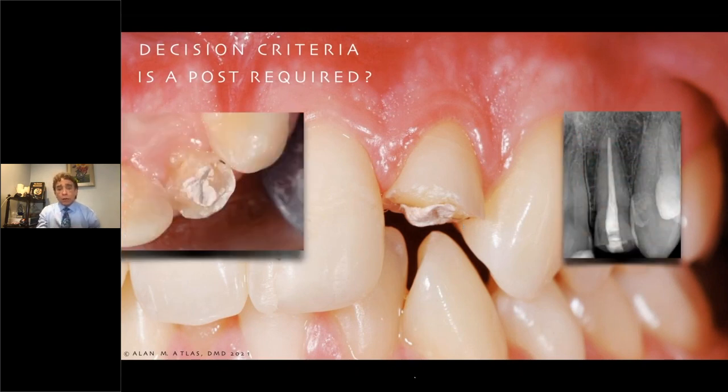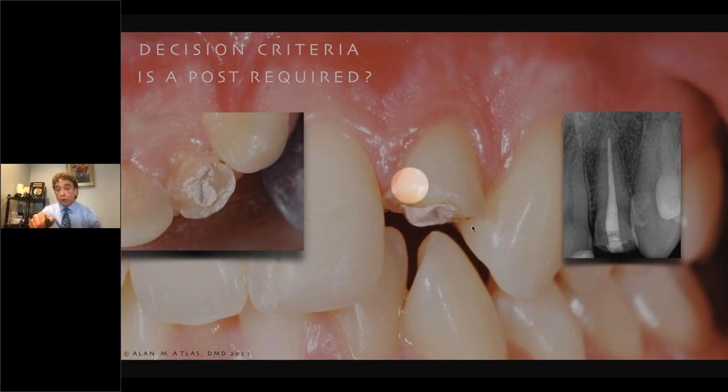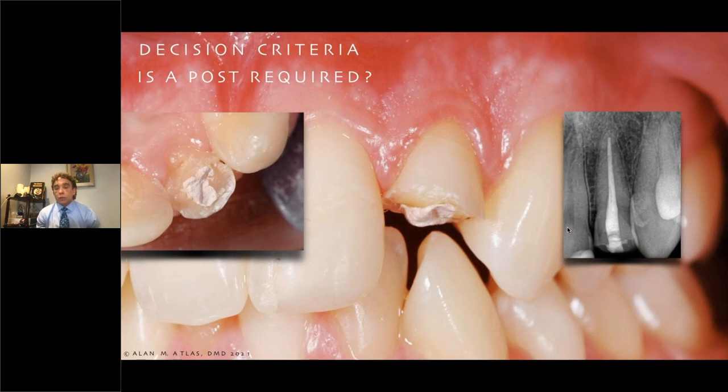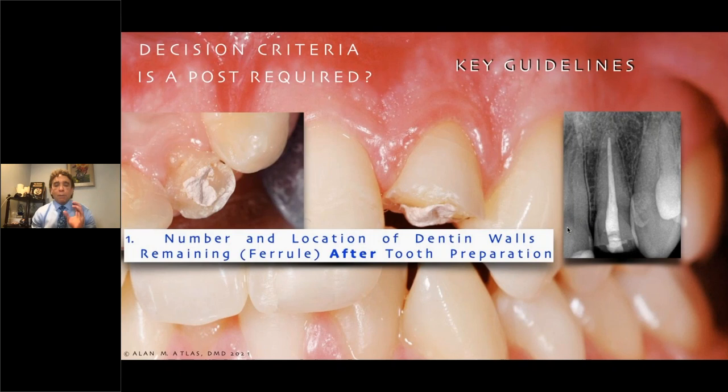And you'll see on this tooth, great ferrule potential on the facial, but the ferrule potential on the palatal was not that good. You see a lot of loss of tooth structure, but radiographically it looks great. So how am I going to handle this type of situation? So here's criteria guideline number 1. I'm going to look at the number and location of dentin walls remaining, and that's the ferrule, after, and again, the key word is after tooth preparation. Well, the first question that should be popping up in your head is how are you going to look at it after tooth preparation when you haven't even done the tooth preparation?